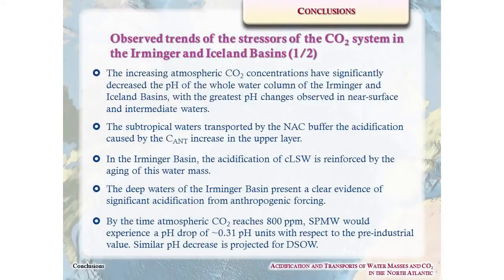Now I'm going to present the conclusions of the second study. We observed that the increasing atmospheric CO2 concentration has significantly decreased the pH of the whole water column of the Irminger and Iceland basins, with the greatest change observed in the near surface and intermediate waters. Our separation of the pH changes into anthropogenic and non-anthropogenic components tells us that the subtropical waters transported by the North Atlantic Current buffer the acidification caused by the increase in anthropogenic CO2 of the upper layer.